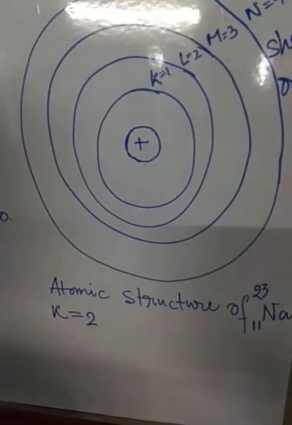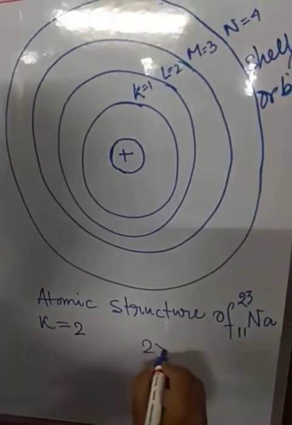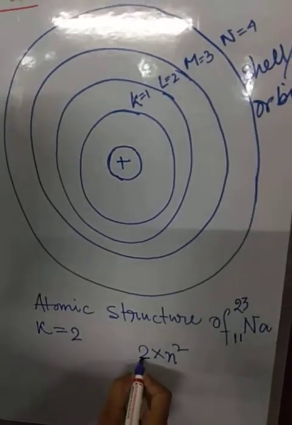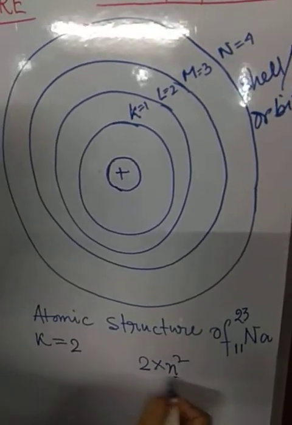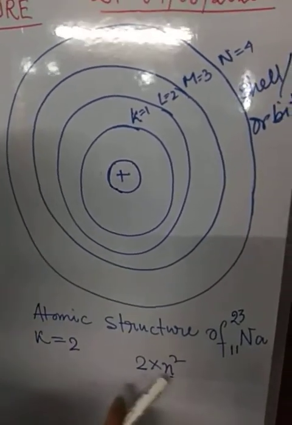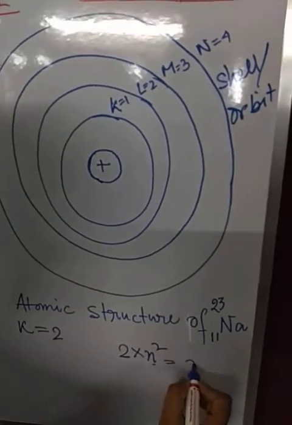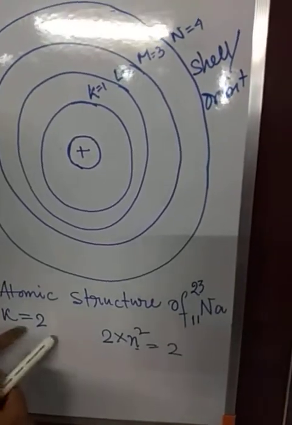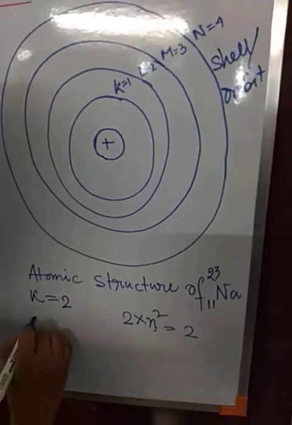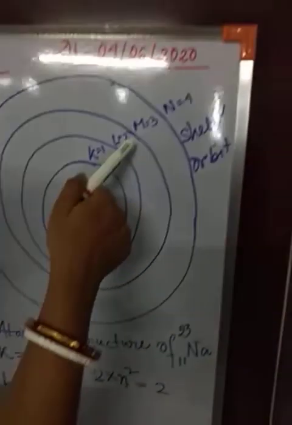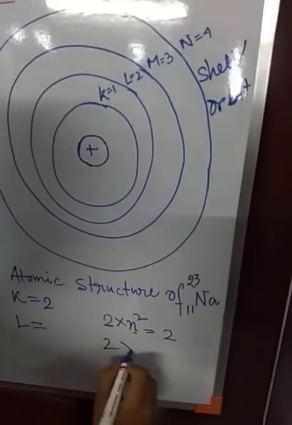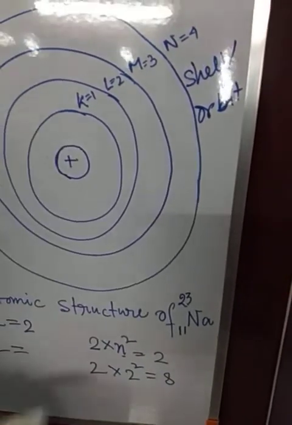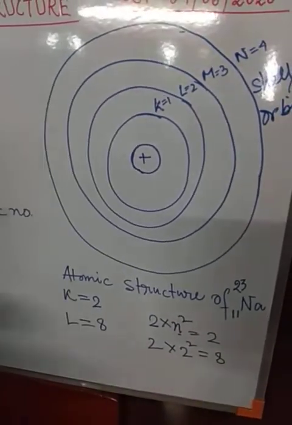There is a rule which is called the Bohr-Bury rule. It is 2 n square. 2 is the constant number, and n is the number of the shell. For K shell, n is 1. So the total number of electrons which can be accommodated in the first shell, K shell, will be 2. Now for L shell, the second shell, 2 into 2 square, so this will be 8. So in L shell, a maximum of 8 electrons can reside.